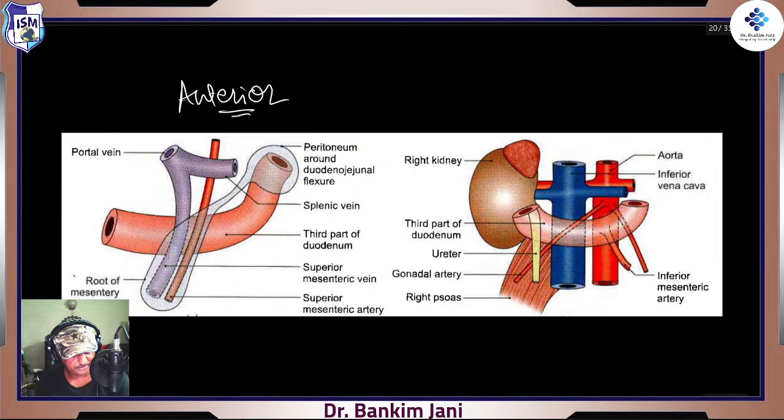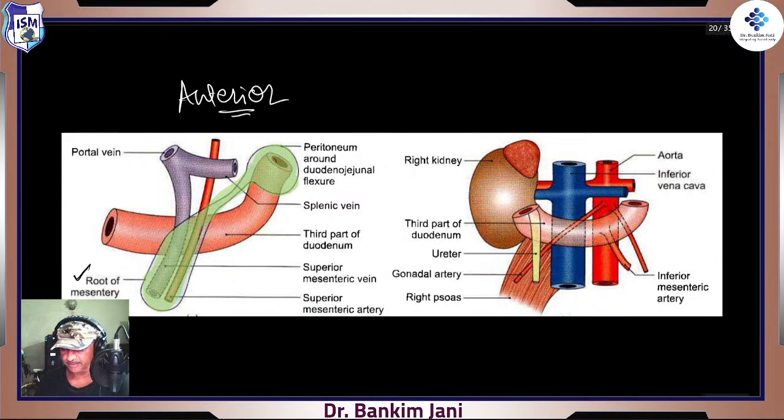Root of mesentery, because that's what it is seen. Root of mesentery, it starts from that junction of D3, D4, right? And then all the way it goes up to the ileocecal junction, right? And that's the root of mesentery, right? This one, this transparent sort of thing, right? That is root of mesentery. So it is in front.